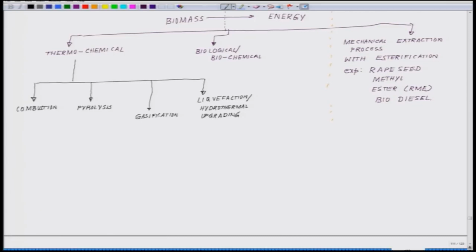And we will talk about each one of these processes one by one. On the other hand, in terms of the biological route, which I am putting in green, we have 2 broad categories, which include digestion and fermentation.